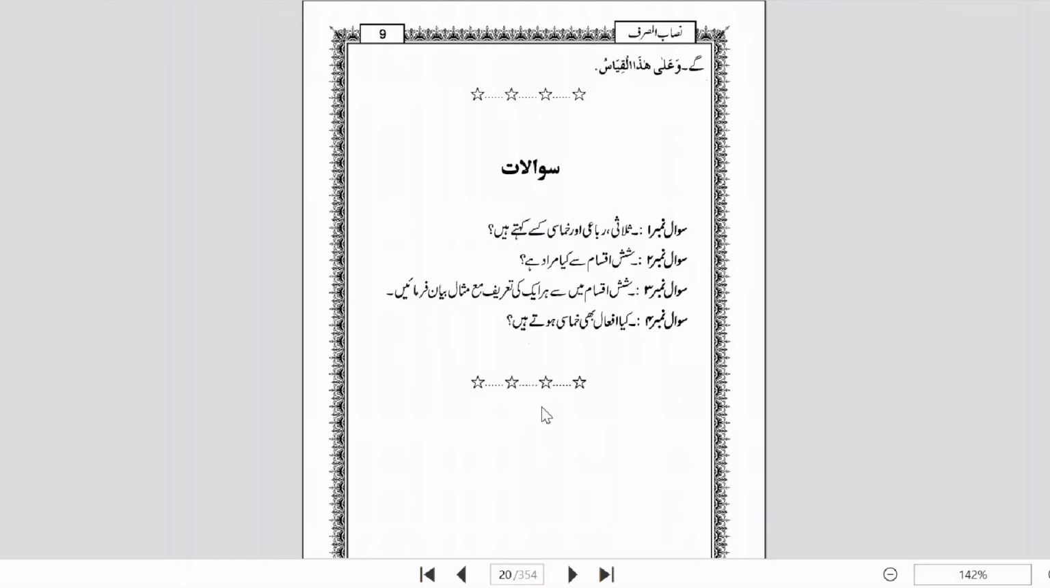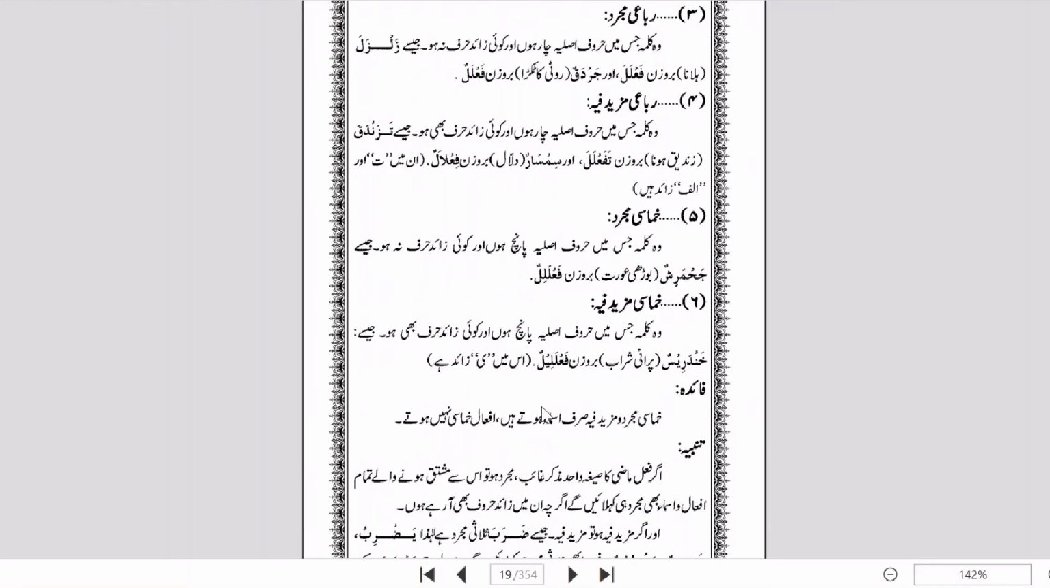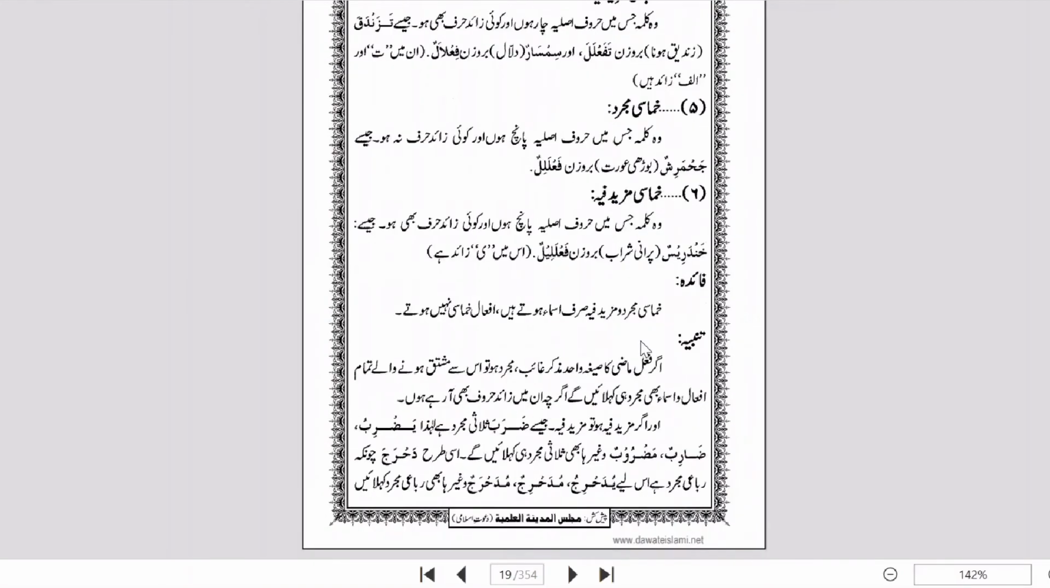The last question is, can Af'al be Khumasi? So we read near the end that only Asma can be Khumasi Mujarrad and Mazid Fi, but Af'al cannot be Khumasi. So for Asma, nouns, all 6 types can be any of them, and for Af'al, the 4 types, Sulasi Mujarrad, Sulasi Mazid Fi, Rubaai Mujarrad, Rubaai Mazid Fi, they can be from them, but they cannot be Khumasi Mujarrad or Khumasi Mazid Fi.